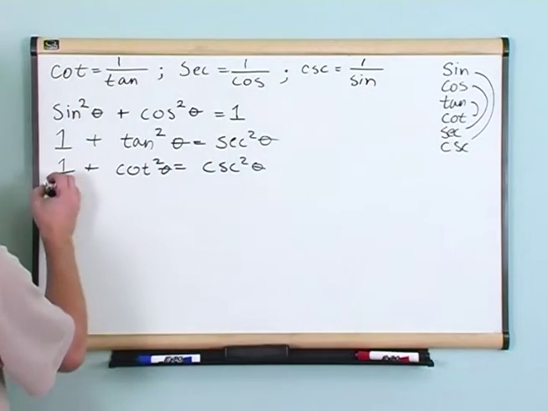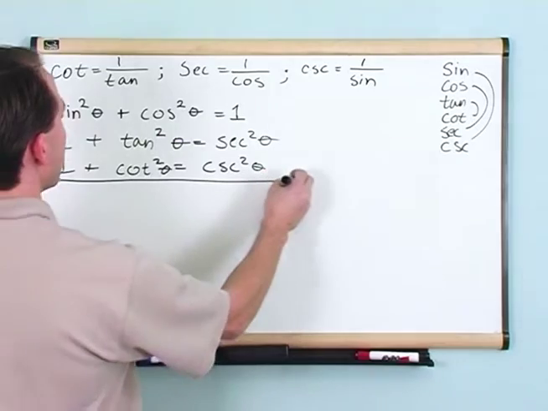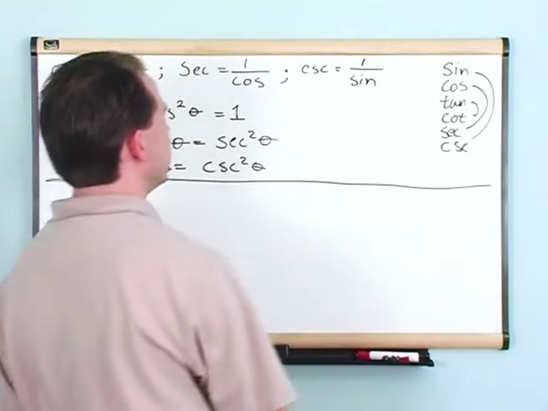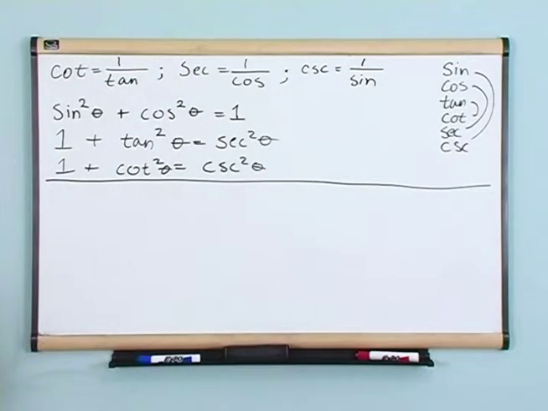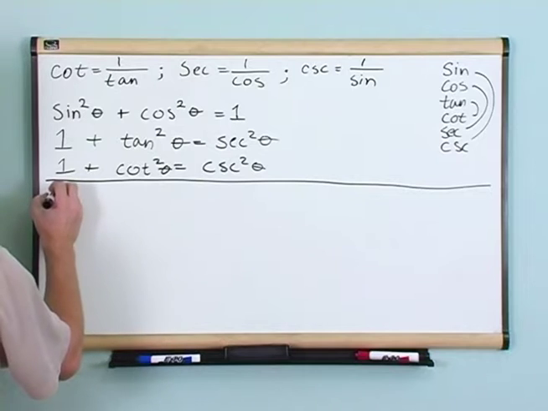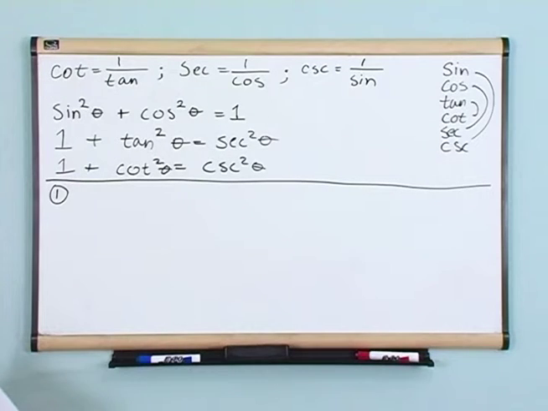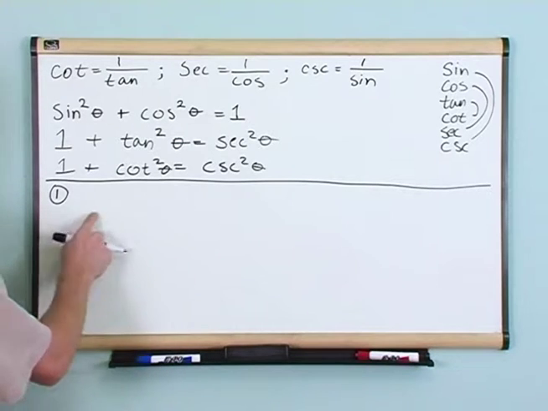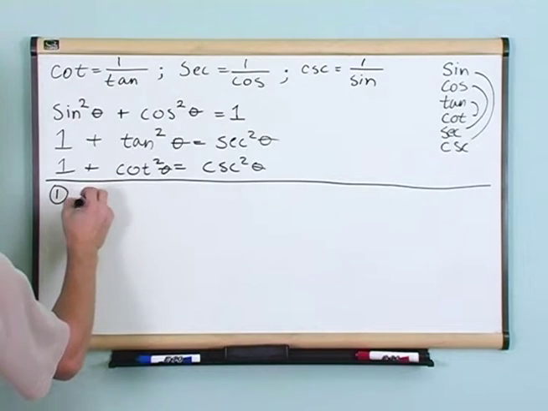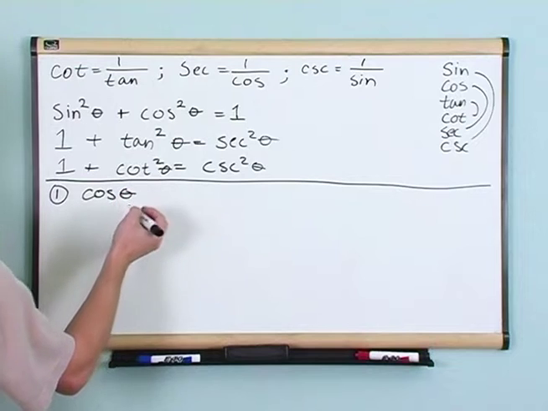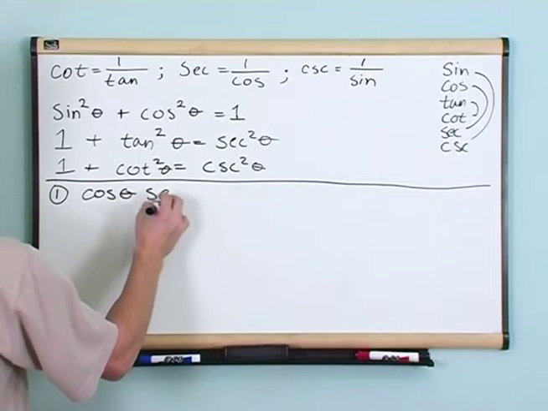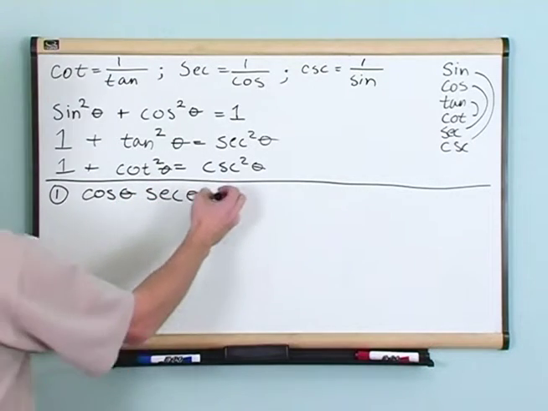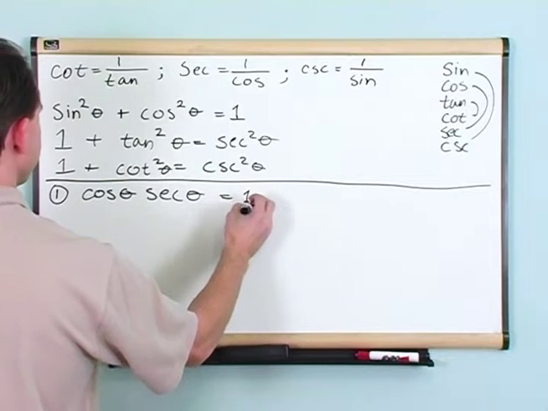So let's leave this on the board. We have quite a few of them up here. We'll draw a line like this, okay? And let's work a problem. Let's say the problem is that they want you to verify a certain identity, and the problem is going to go like this. Let's say you have cosine theta times secant theta equals 1.